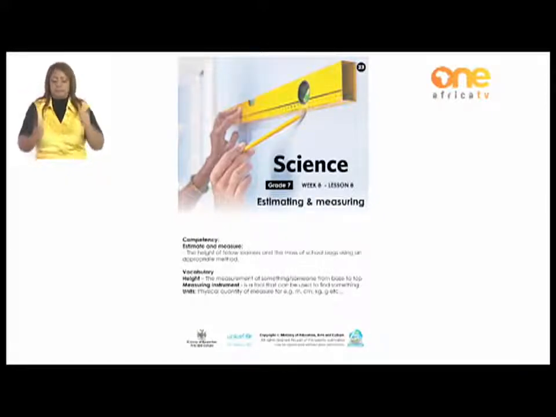The words that you need to know are: height, the measurement of something or someone from base to top, that is the definition of height. Measuring instrument is the tool that can be used to find something. Units or measuring units, physical quantity of measure, for example meter, centimeter, kg, etc. Let's move to page 24.